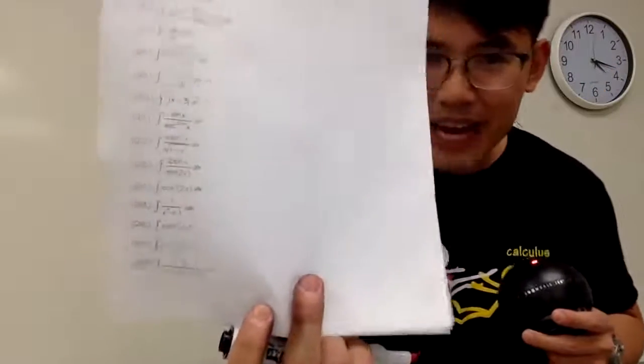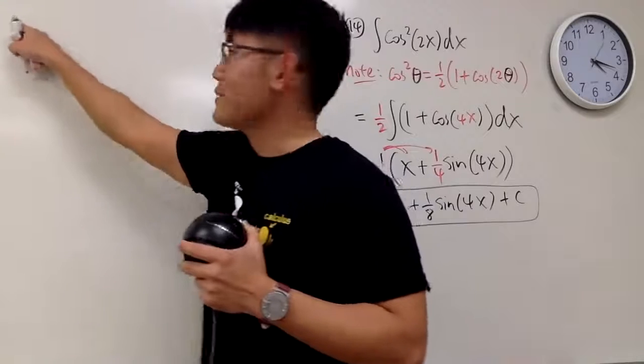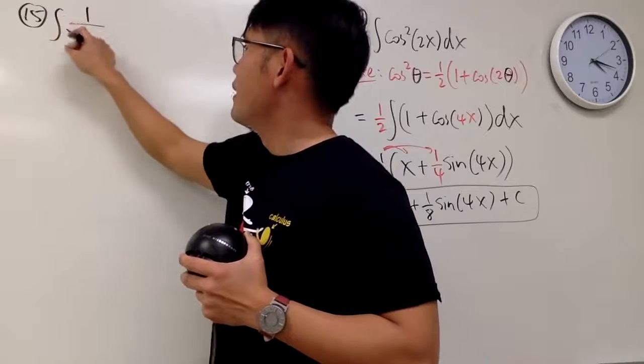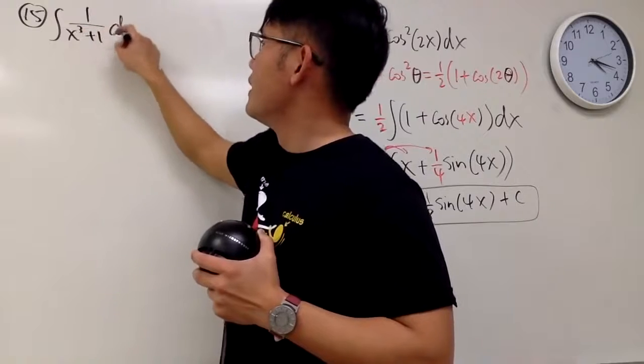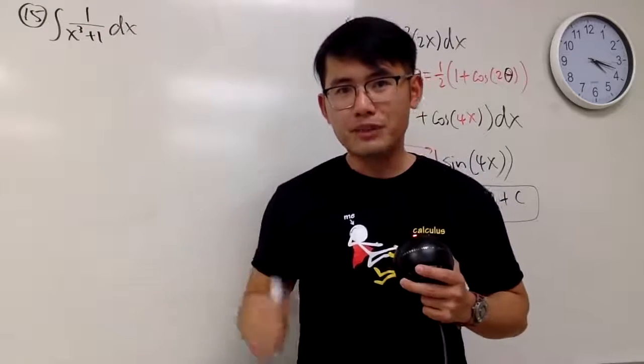Now, number 15. This is a tough one. I still put it here. I really don't know why. Maybe I should change it, but it's too late now. 1 over x cubed plus 1. Yes, you are seeing this right. Integrating 1 over x cubed plus 1.